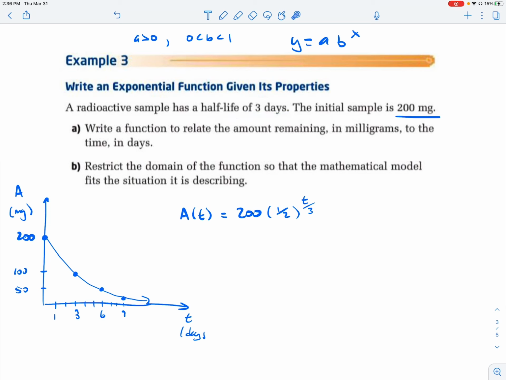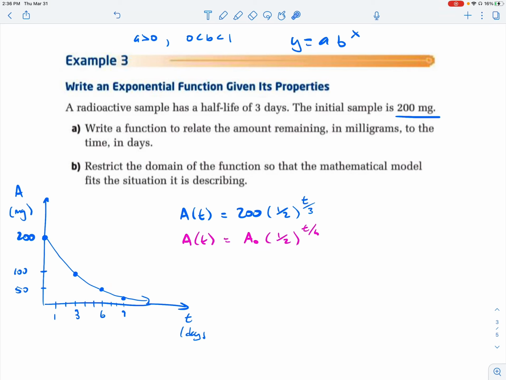So hopefully you can see how this relates to this. Now, to take this a little bit further, you can also remember this general formula. All half-life questions follow this general formula where we have A of t equals A naught, that's A0.